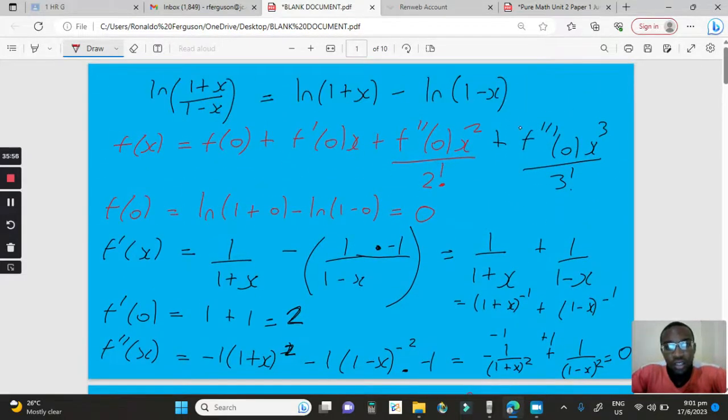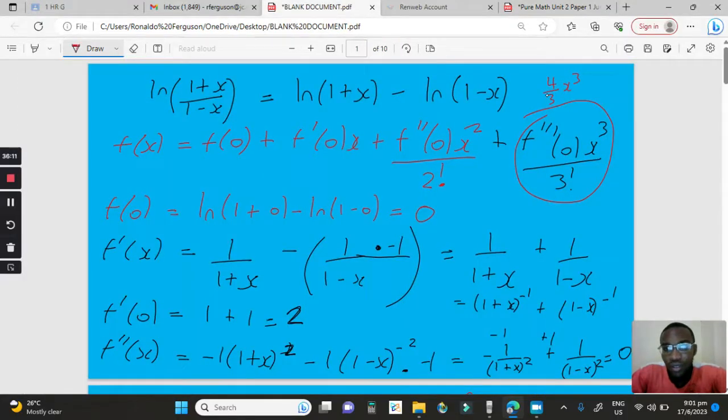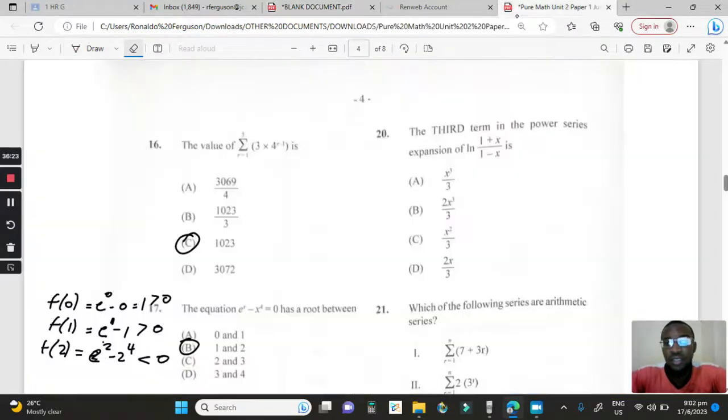So the third term, remember, is this now. So now we have 4 over 3 x cubed. And I know I didn't say 3 factorial, sorry. 3 factorial is 6, and 4 over 6 is 2 over 3. That was a mistake, guys, sorry. 3 factorial is 6. So this is 4 over 6. That's 2 over 3. Ooh, that was a lot of work.